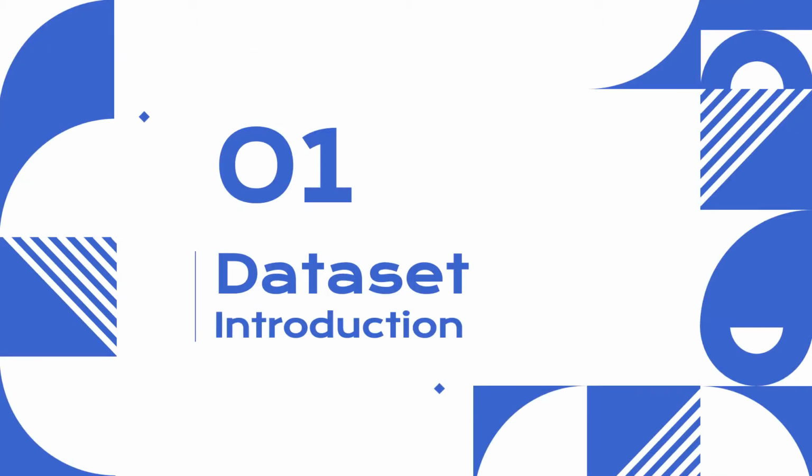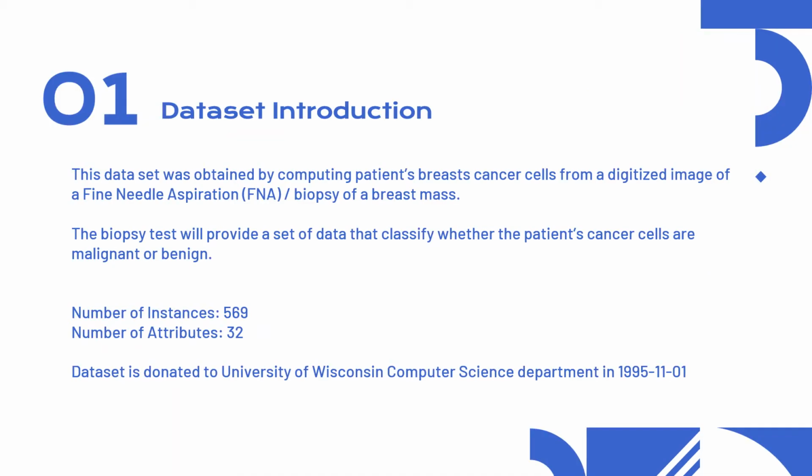First, we will tell you about our dataset introduction. Our data was obtained by computing patient breast cancer cells from a digitized image of FNA or a biopsy of a breast mass. The biopsy test will provide a set of data that classify whether the patient cancer cells are malignant or benign. There are 569 instances of our data and 32 attributes. Our dataset was donated to the University of Wisconsin Computer Science Department in 1995.